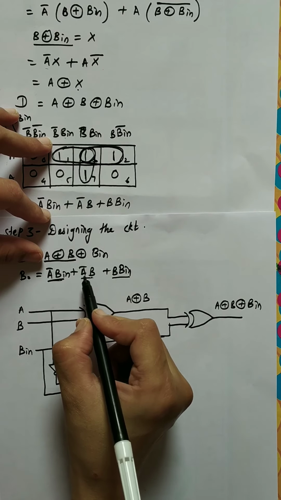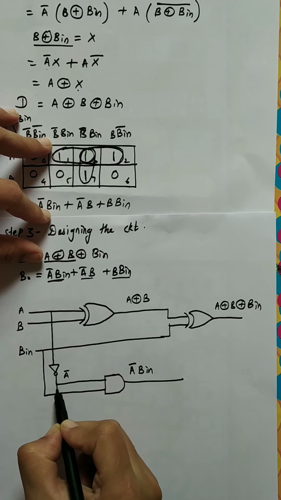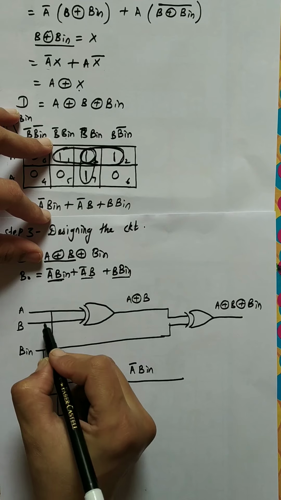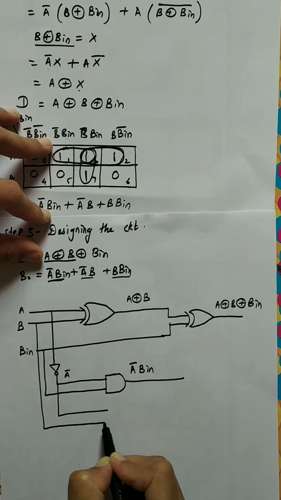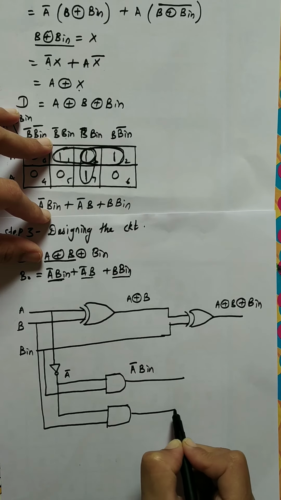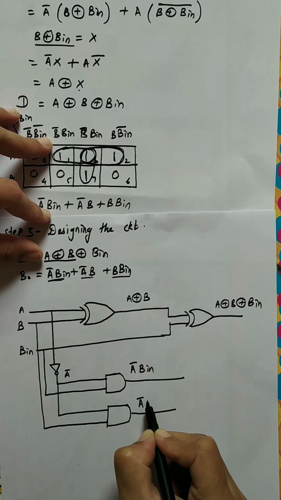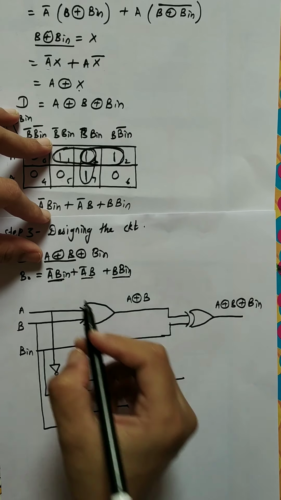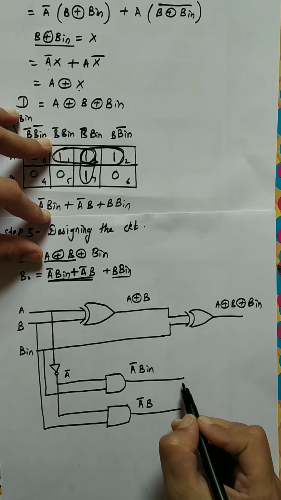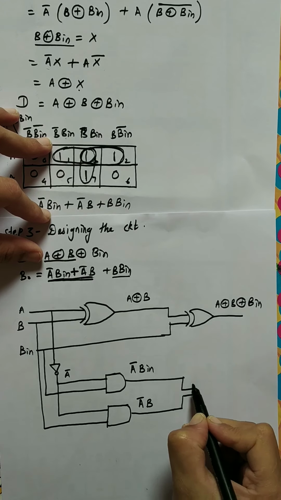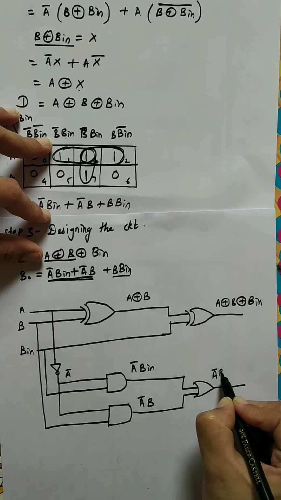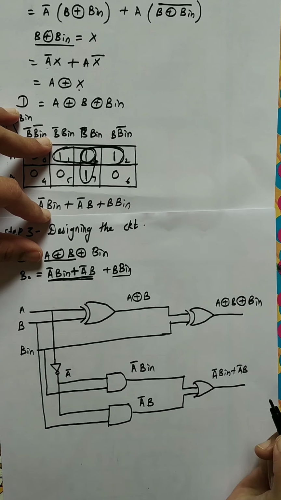Now next is A bar B. This A bar I will take to another gate, and the next input required is B. So I will take B. The dot is there, so the AND gate is the representation for dot, and here I will get the output A bar B. Now for implementing this equation, the plus sign is there. The plus sign is the representation for an OR gate, so here I will use an OR gate. Here I will get A bar B in plus A bar B.